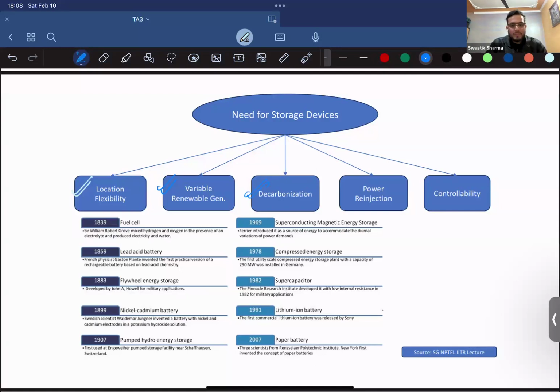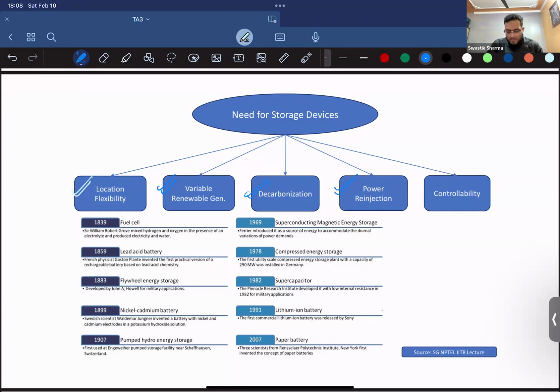What do we mean by decarbonization? It's that the reliance on fossil fuel based generation should be reduced. So they relieve this reliance on carbon based fossil fuels, so that it's good for our environment. They are greener. Second, power reinjection.